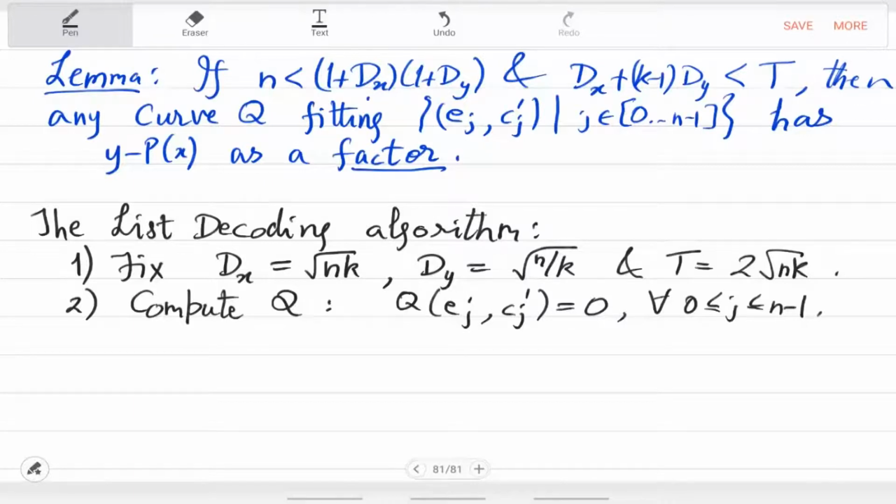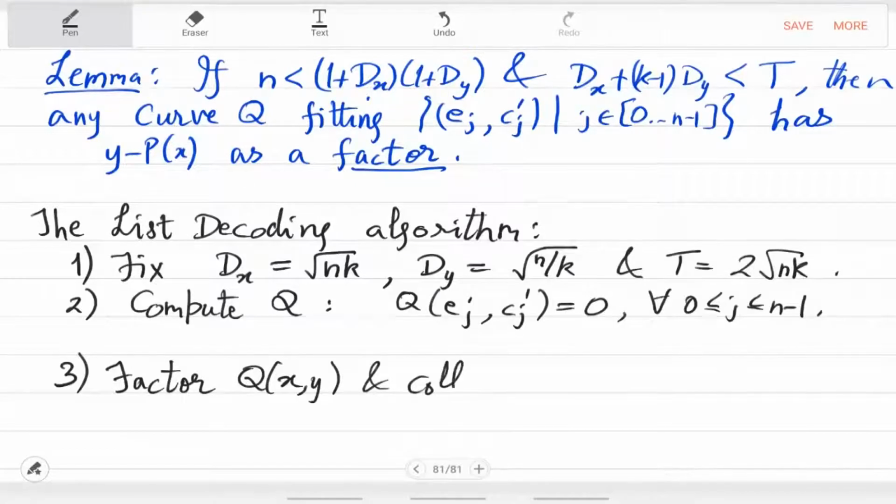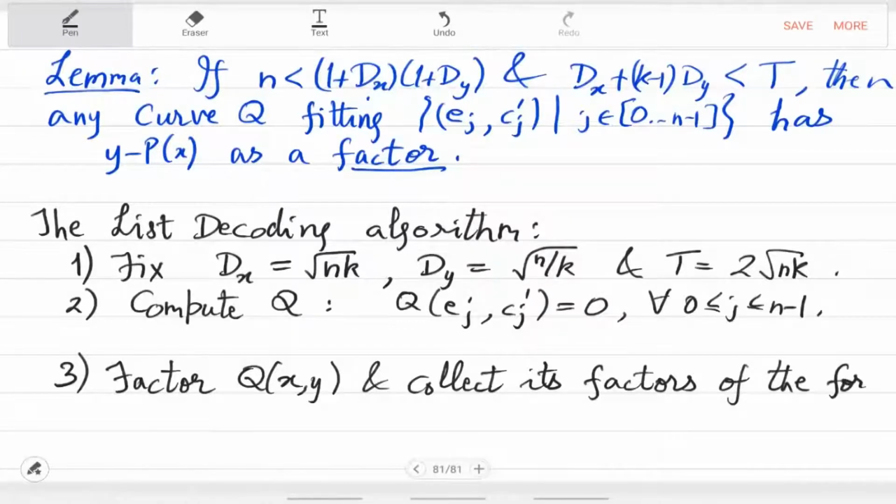And then third is factorize. There's bivariate, which you don't know how to factorize right now, but assuming some factorization algorithm, factorize this and collect its factors of the form y minus p(x). So essentially factors that are individual degree 1 with respect to y, and monic. These special factors, you collect them.